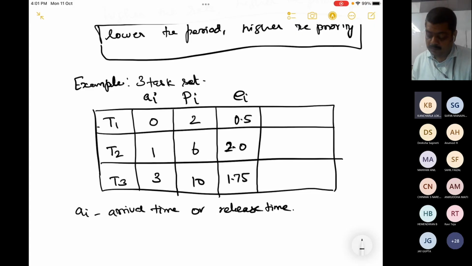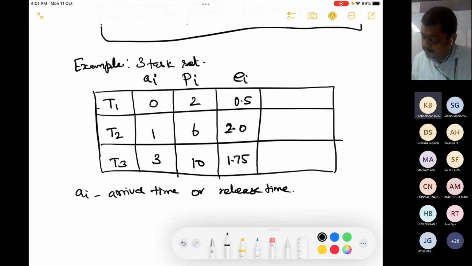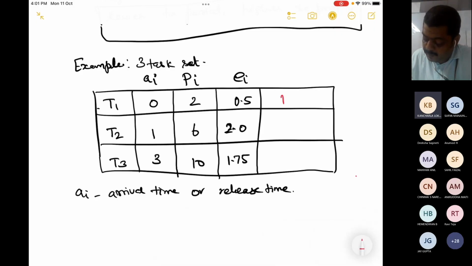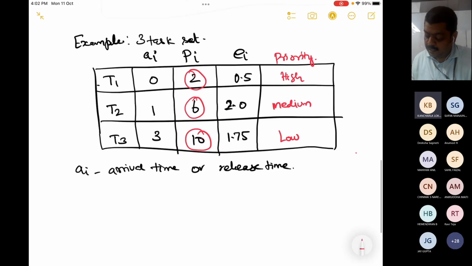Okay. So we see that whichever has the lower period has the higher priority. So high priority, medium priority, low priority. Why priority here? The 2 is the lowest period, next is 6, next is 10. So as per this, we have P1 greater than P2 greater than P3. This is the priority. So P1 has high priority, P2 has medium priority, P3 has low priority.